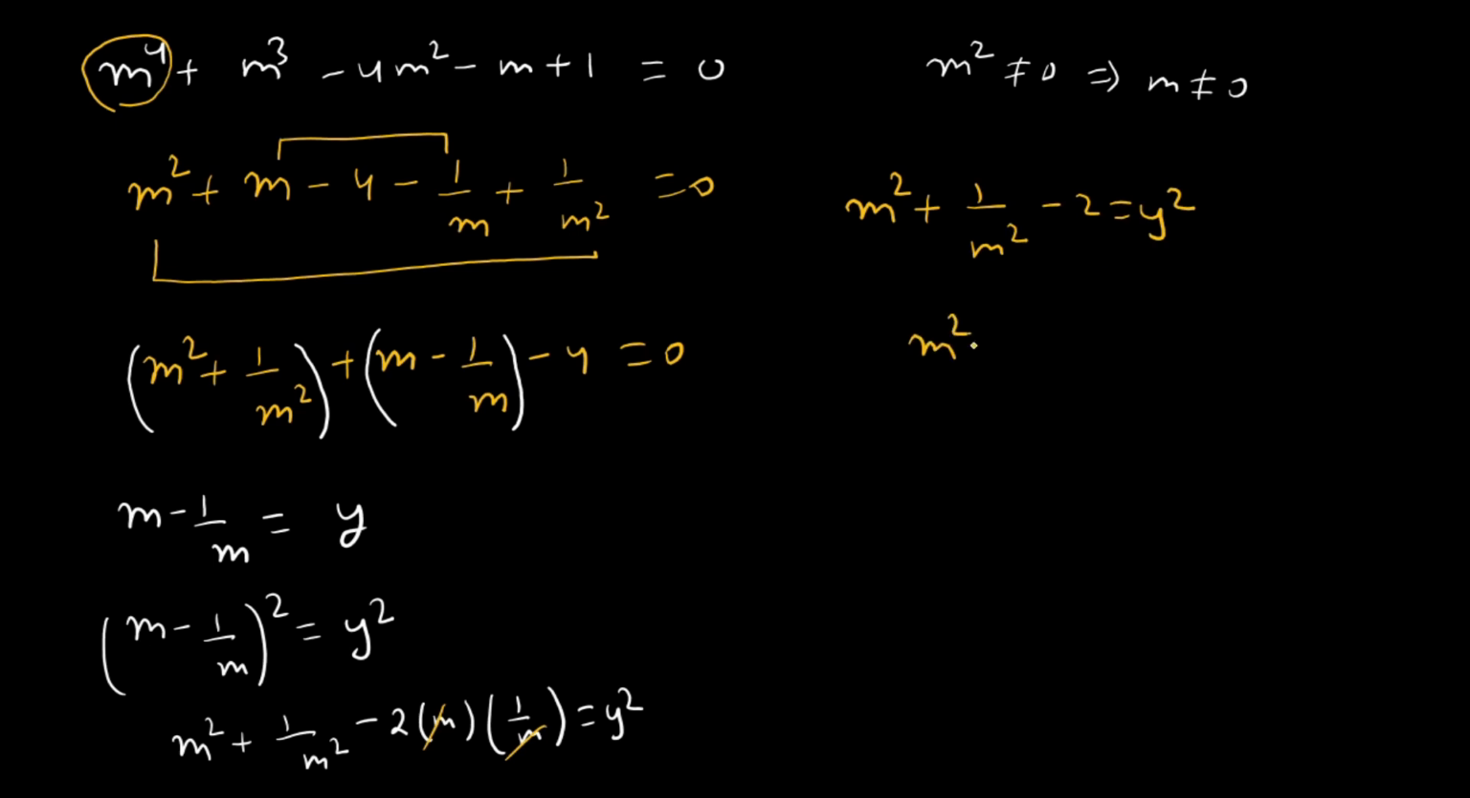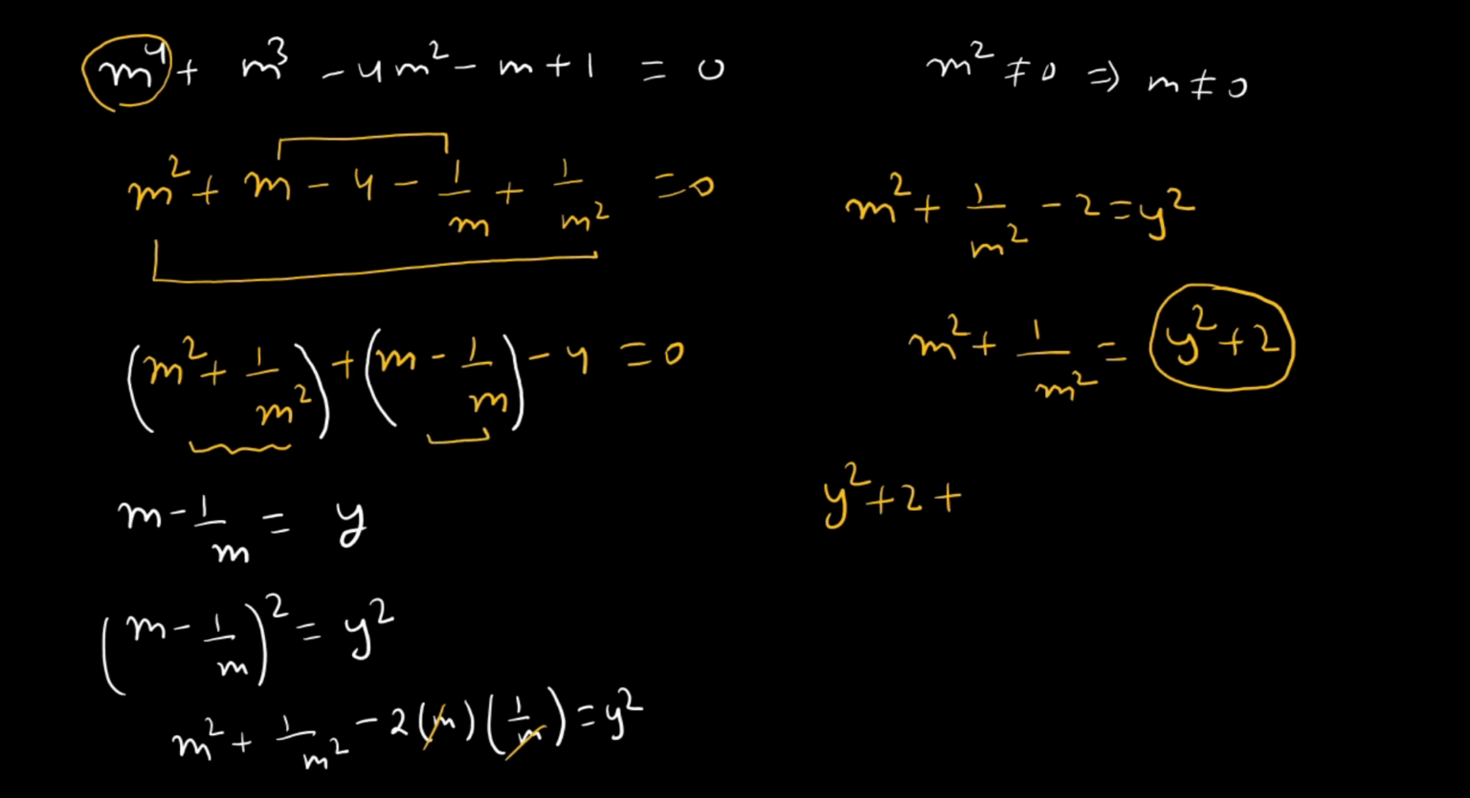Then m square plus 1 over m square equals y square plus 2. Now m square plus 1 over m square is replaced by y square plus 2, plus, and m minus 1 over m is replaced by y, so here y minus 4, and this is equals to 0.